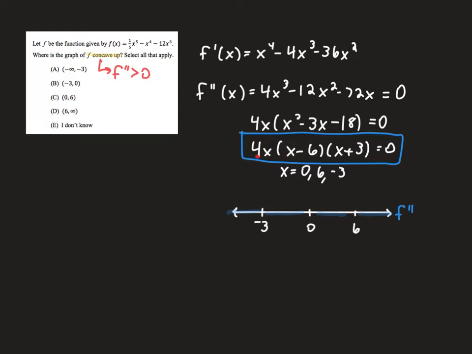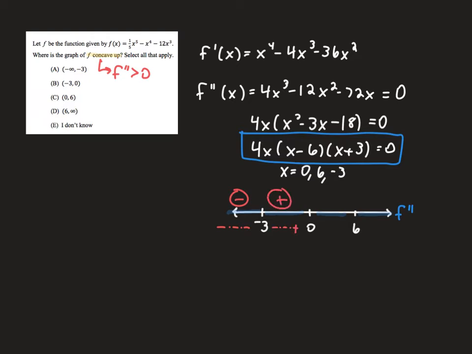4 times negative 10 is a negative. Negative 10 minus 6 is a negative. Negative 10 plus 3 is a negative, so I'm multiplying 3 negatives together, which in the end is going to give me that negative. Pick a number between negative 3 and 0, like a negative 2. Negative 2 times 4 is a negative. Negative 2 minus 6 is a negative. Negative 2 plus 3 is a positive. So I have a negative times a negative times a positive. And the net result there will be a positive.